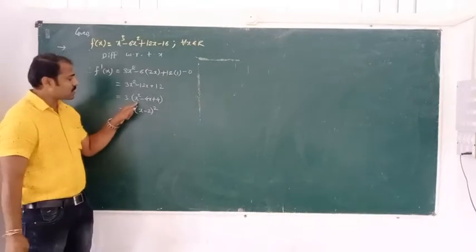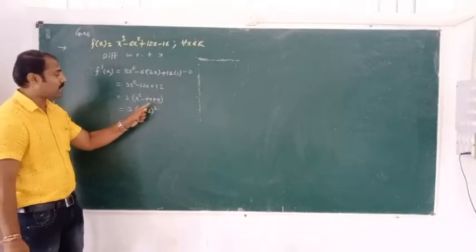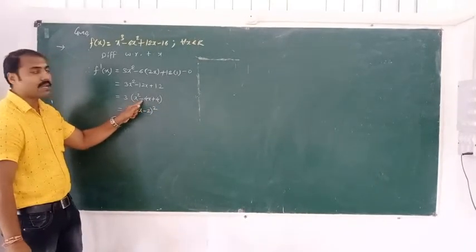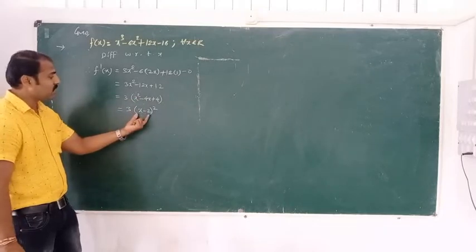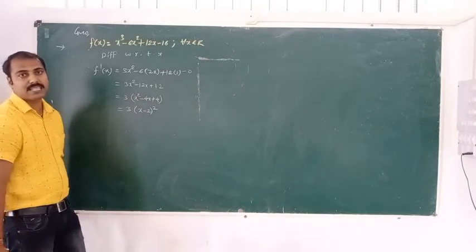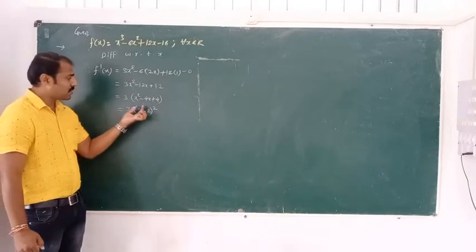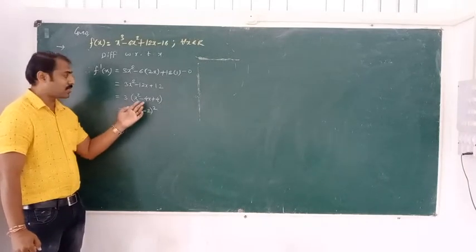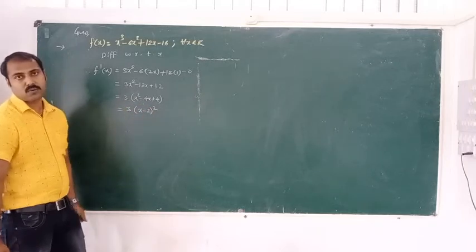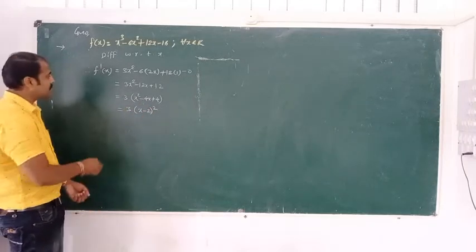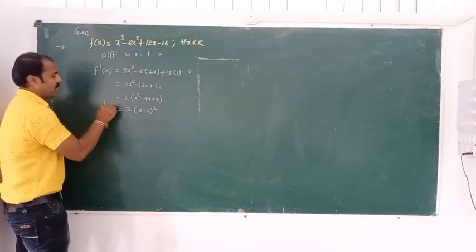Since the first term is the square of x, the third term is the square of 2, and the middle term has a minus sign, it is a perfect square of x minus 2 bracket square. x square minus 2x into 2, that is minus 4x plus 4. So here is the f dash of x.